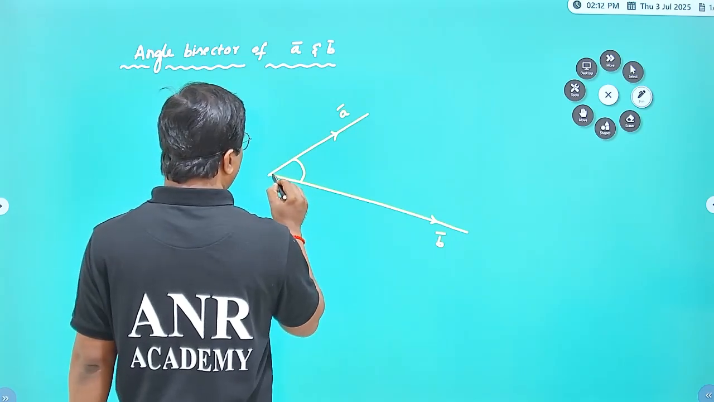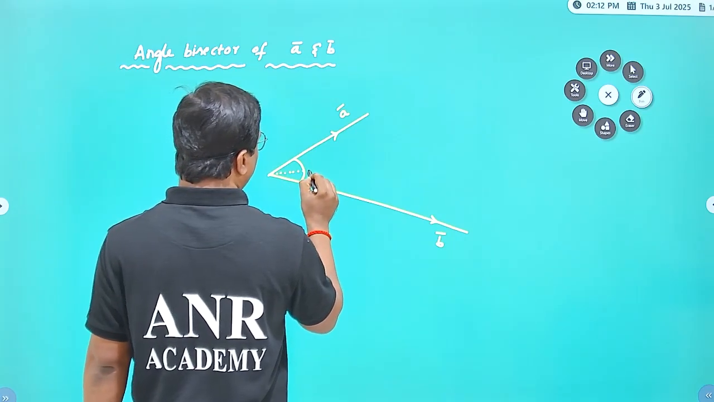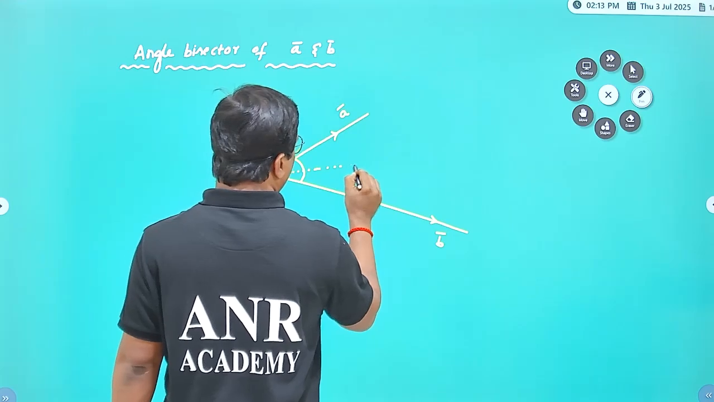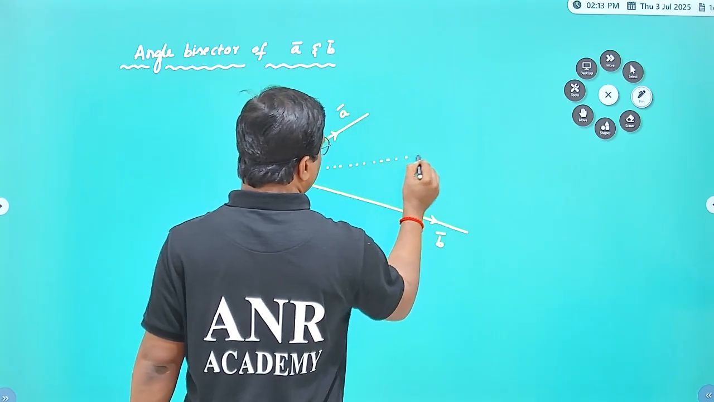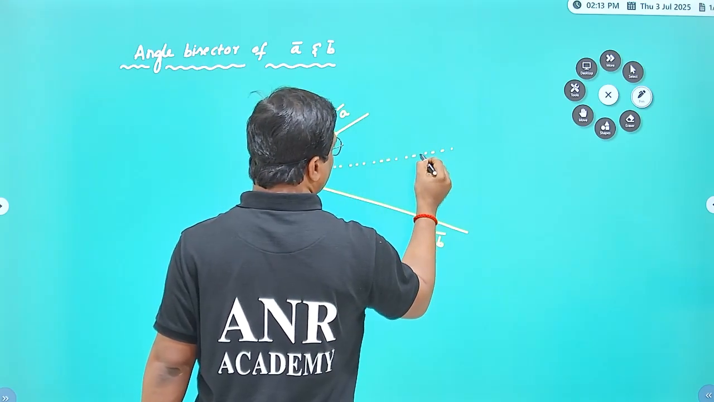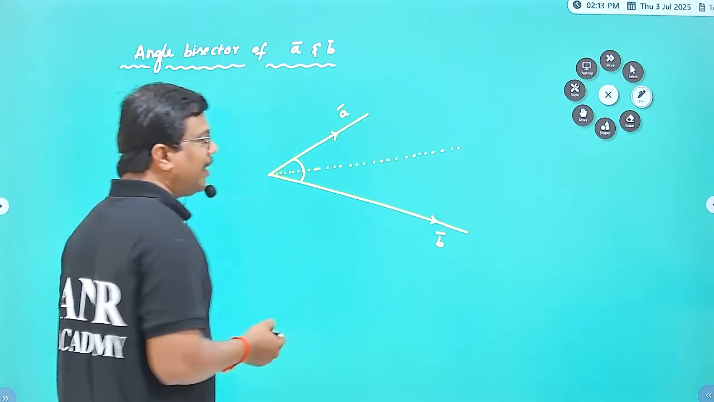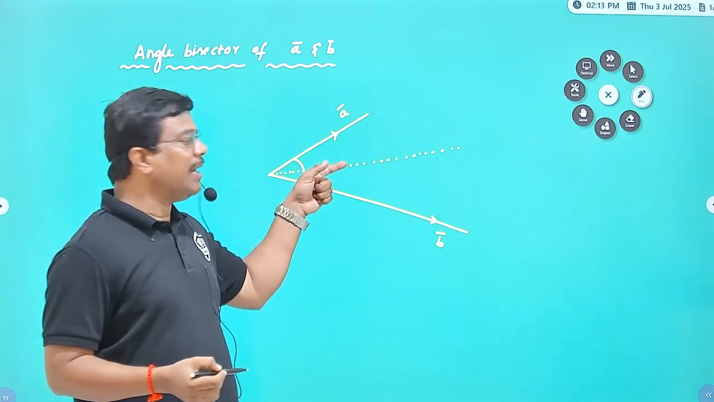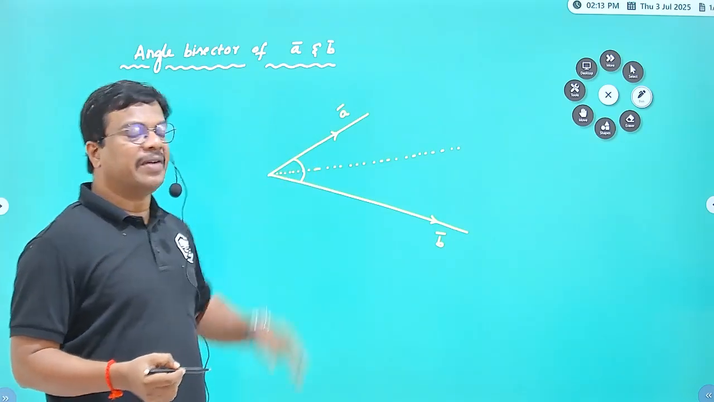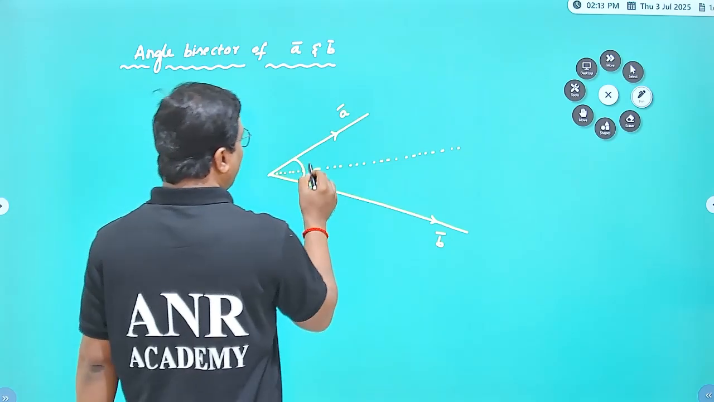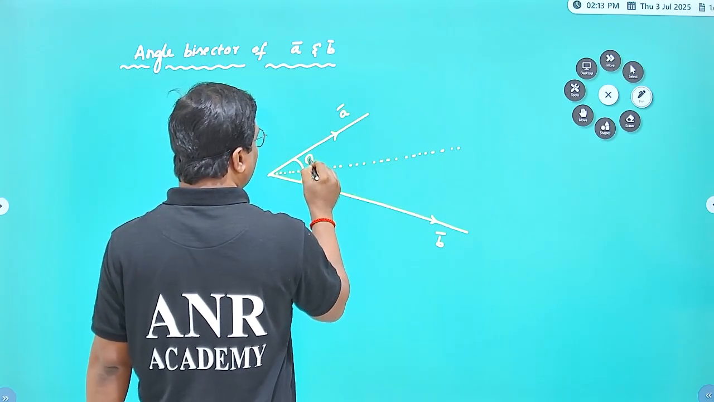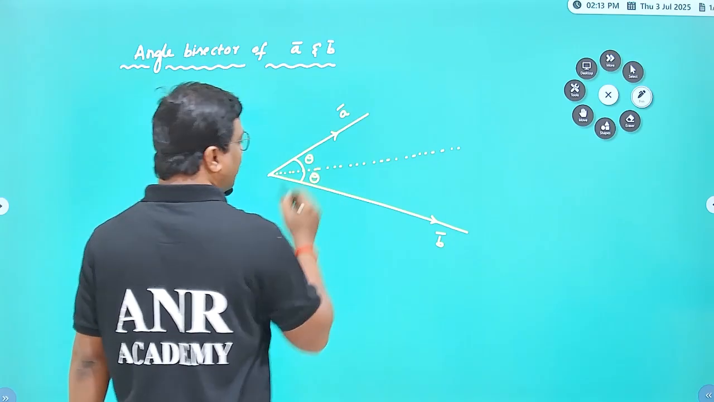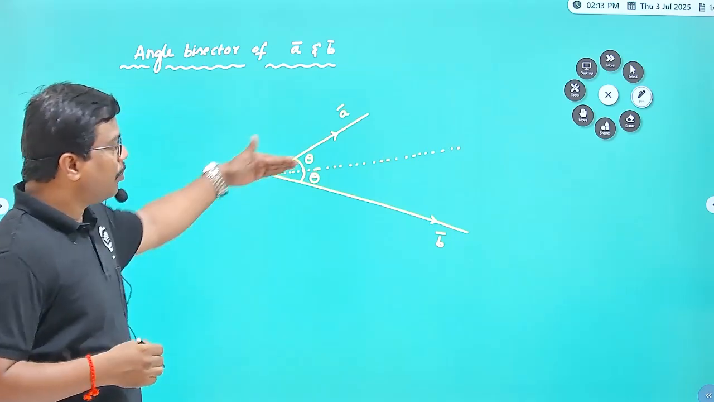I am going to bisect the angle here. So actually this is the angle bisector. But you need to find this angle bisector with the help of the A vector and B vector. Here these two angles are the same, so I am going to mention theta on both sides.